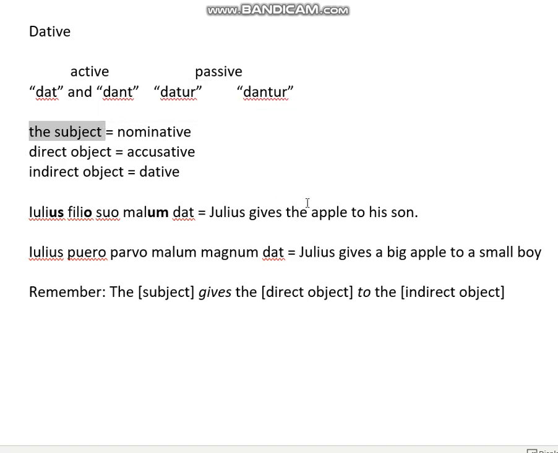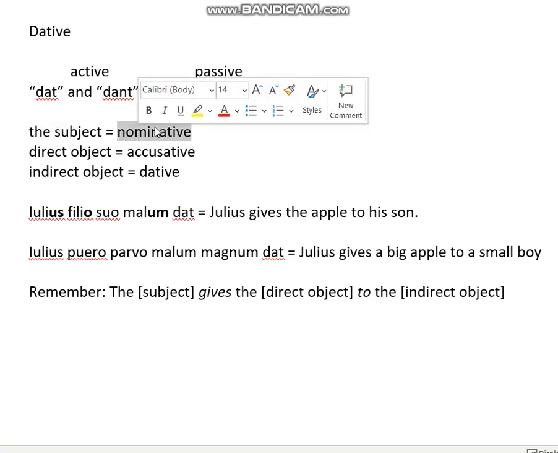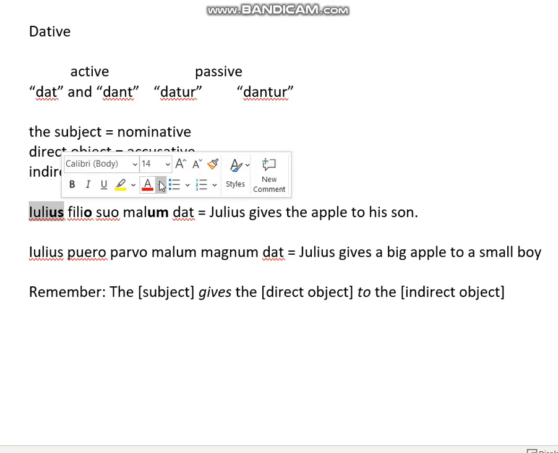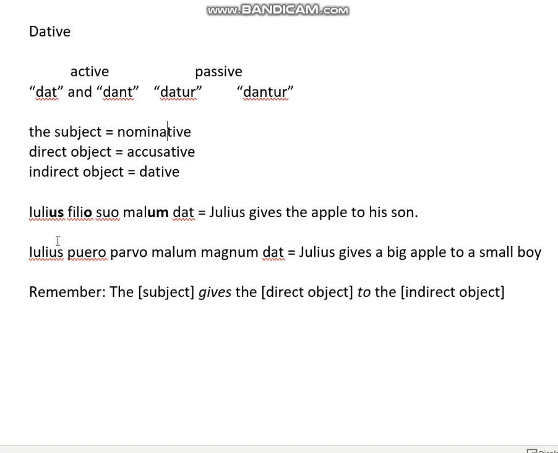So the subject, as we've gone over many, many times, is whatever word is in the nominative case. Now remember, the nominative case is endings like us, endings like a for feminine, or endings like um for neuter. That's all singular. Then you have ae, a, and a in the plural. So those are the nominative endings. So if you have a word like Julius, which has this us ending, that means it's in the nominative case, and it's the thing doing the giving. It's the thing dat-ing, let's say.